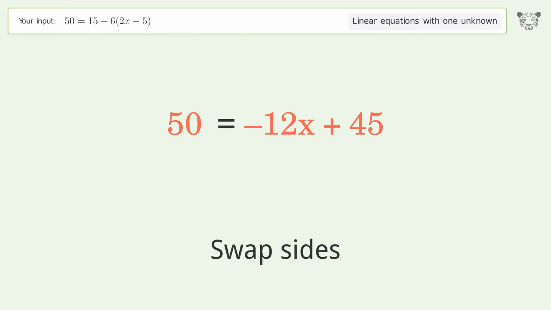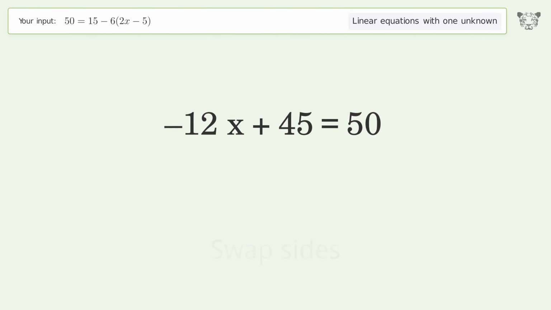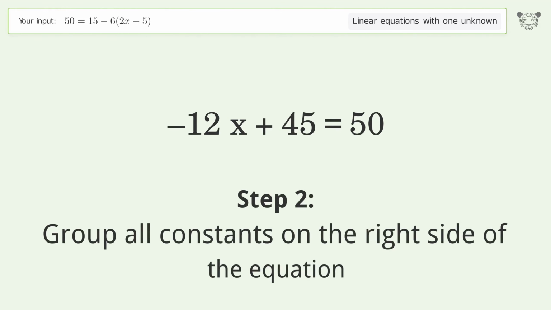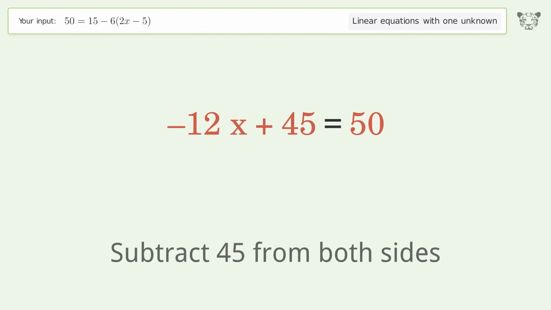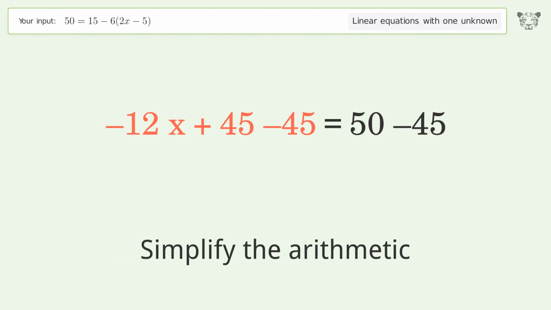Swap sides. Group all constants on the right side of the equation. Subtract 45 from both sides. Simplify the arithmetic.